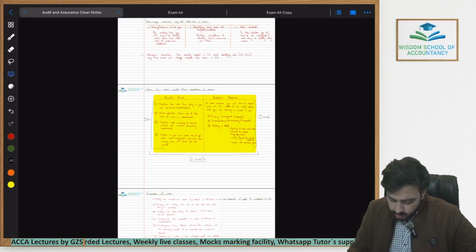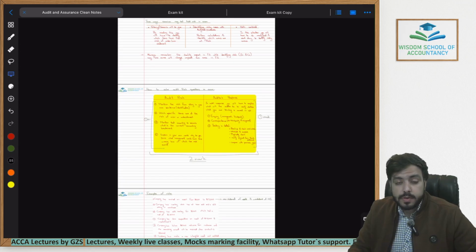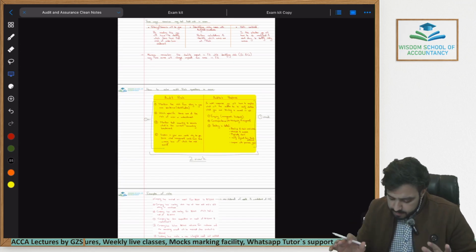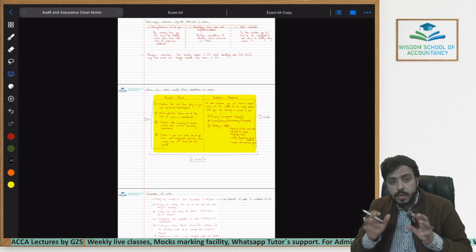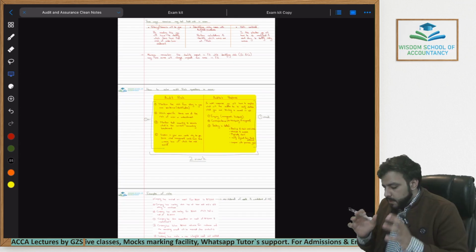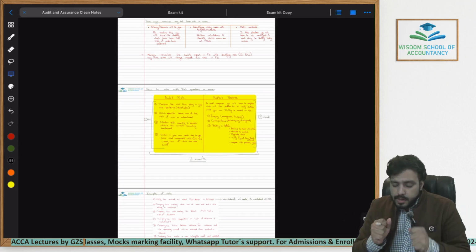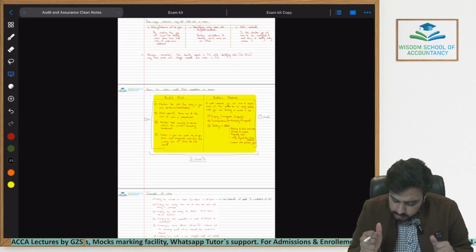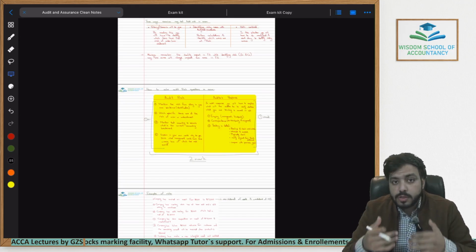Everything that we have covered up with audit risk is something that you have done, you have remembered it, and you will use it within your exam questions as well. As I repeated within the previous lecture as well, this is going to be a lecture where we will be moving towards solving the exam questions of audit risk.